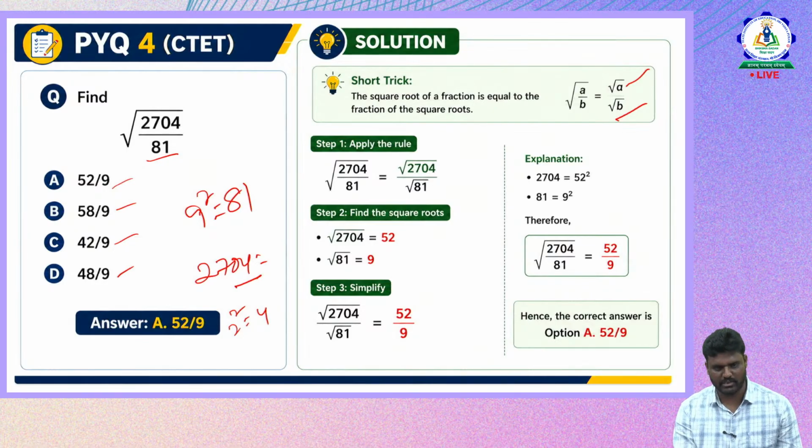If this method doesn't work for this, now let us try to apply this one. So now you have to identify the square root of 2704. So that becomes 52. Therefore we say that the answer is 52 by 9.